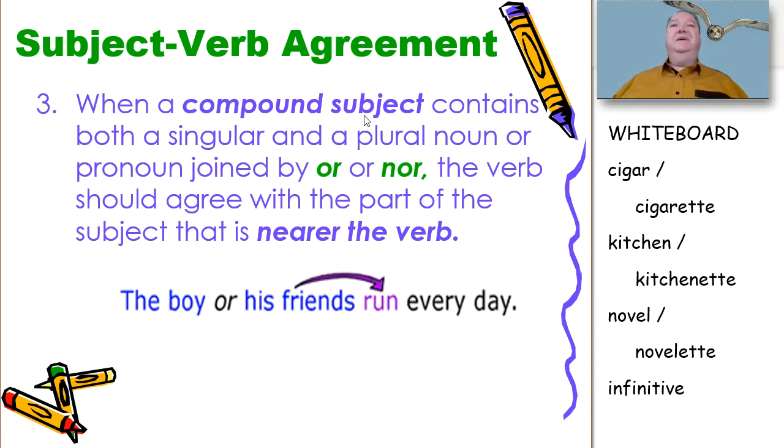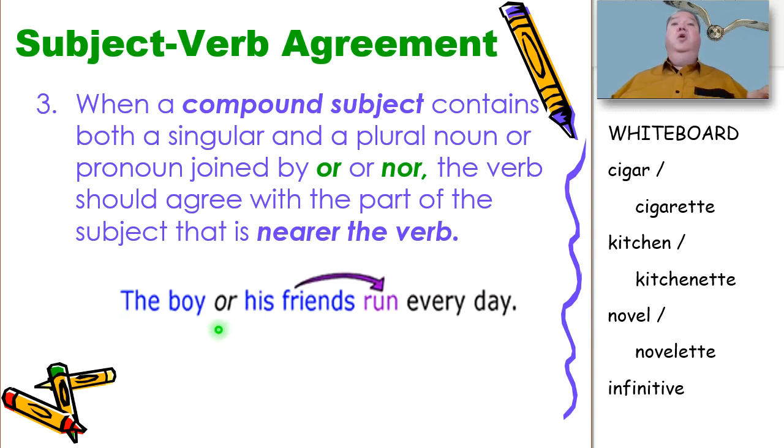When a compound subject contains both a singular and a plural noun or pronoun, joined by or nor, so again, not both, the verb should agree with the part of the subject that is nearer the verb, closer to the verb. So you have singular and plural. You have one or the other, not both, separated by or nor. So you look at which one is closer to the verb, and you use that one. Okay?